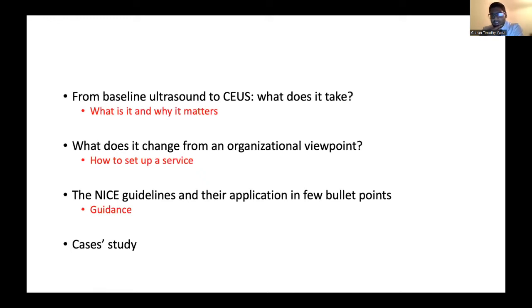What does it take to change from an organizational viewpoint? Well, I think from a practical perspective, that's how you set up the service, and that's easier to do in some circumstances than others. But I hope to give you some information about what you need to think about. Then we're going to touch on some guidance, and the bit that everyone enjoys probably the most is seeing the real cases. I will make an effort to show you some of the liver cases, but also some of the additional extrahepatic uses, and hopefully to get you an idea of why contrast enhanced ultrasound as a whole is a very important modality.